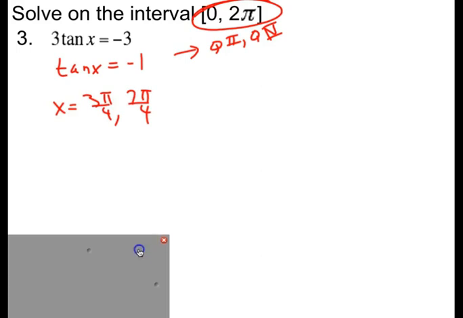And since I have a specified domain, those are all the values between 0 and 2 pi where the tangent of x is equal to negative 1, and therefore 3 times the tangent of x is equal to negative 3. So I don't have to add the period here, which of course the period of tangent is pi, not 2 pi. I don't have to do any extra work there, and there's no multiple angles.